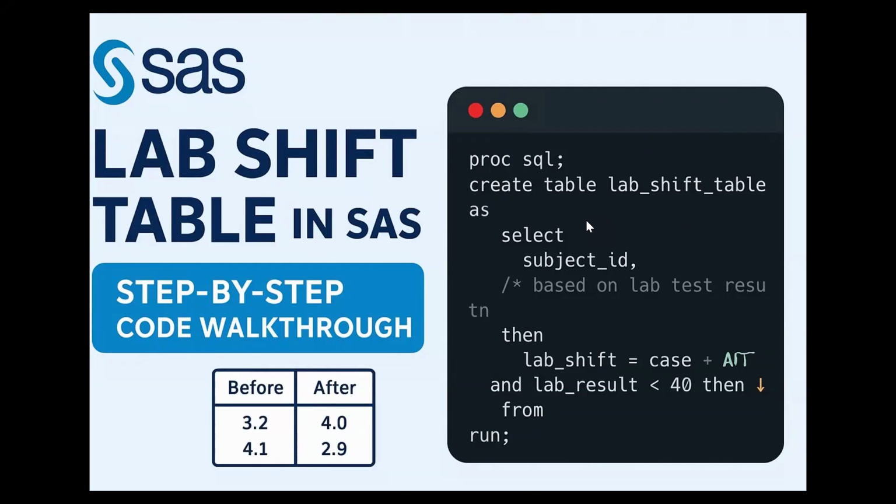In today's video, we will go through step by step a SAS program that generates a lab shift table. This table is essential in clinical trials to analyze how lab parameters change from baseline to post-treatment across subjects in different treatment groups. So let's get started.